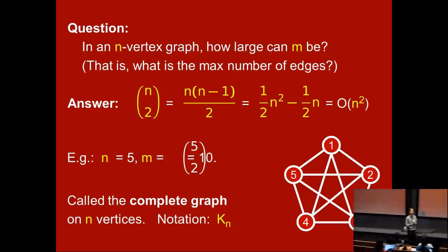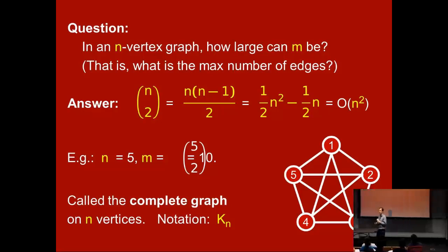I got the correct formula, but maybe there's a conceptual way to say it. Yeah? n choose 2. Because there are n vertices, and for each pair of distinct ones, you're allowed to have an edge. So if you have all the possible things, that's n choose 2. Okay, and that's n times n minus 1 over 2.